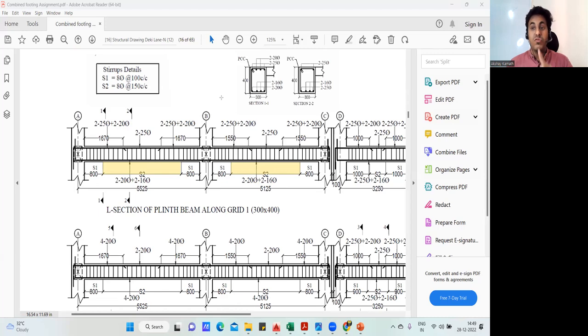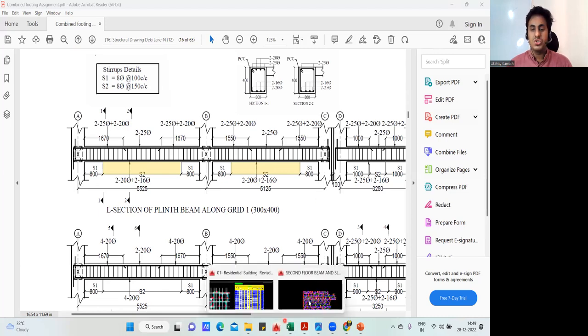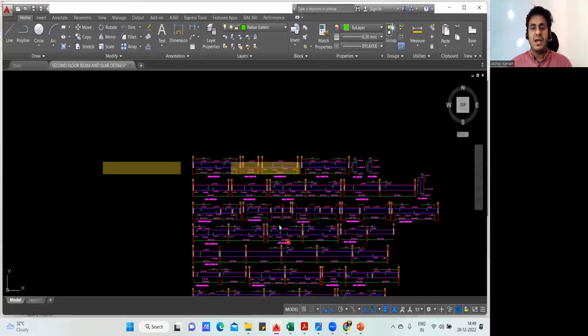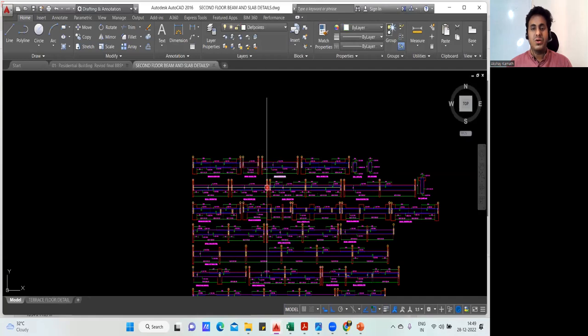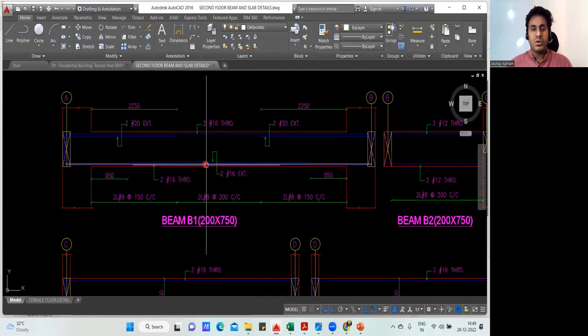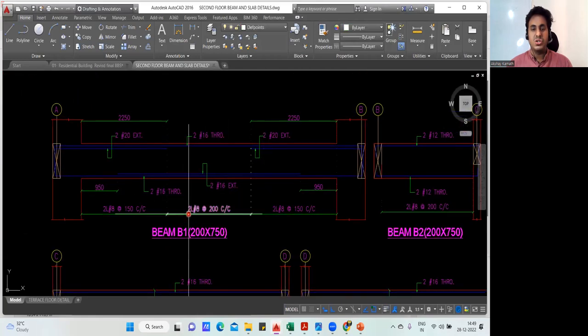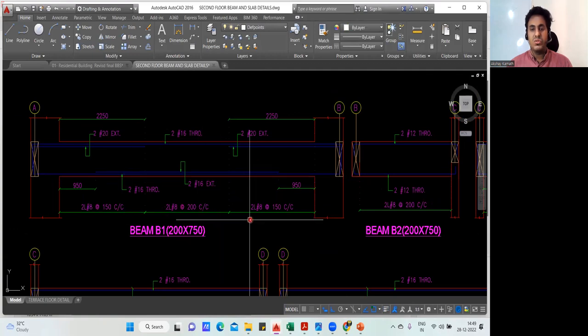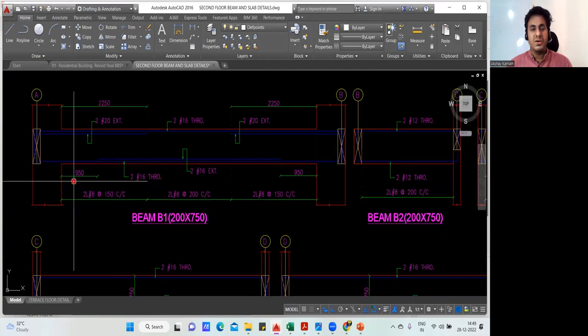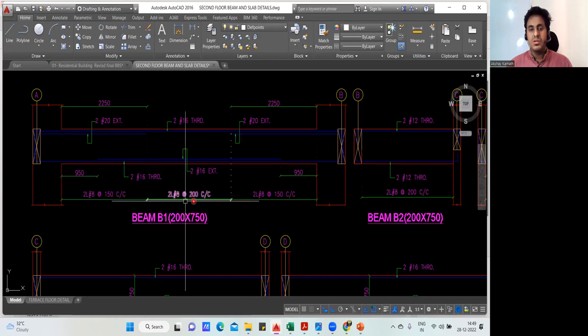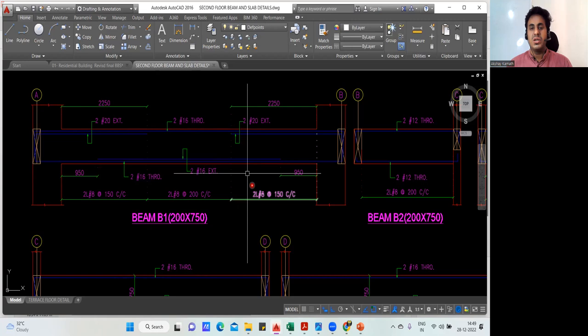But if you had an AutoCAD drawing of this, I'll show you that also. Just in case I had an AutoCAD drawing for this, I could have directly taken the measurement from here. Like here you see, these people have given up to here and up to here. The center portion I would have measured with AutoCAD.